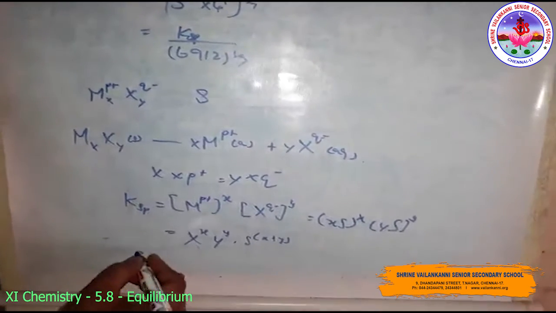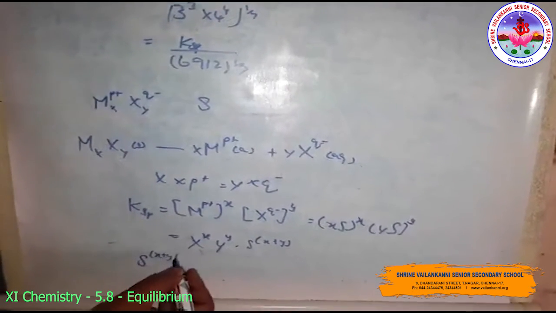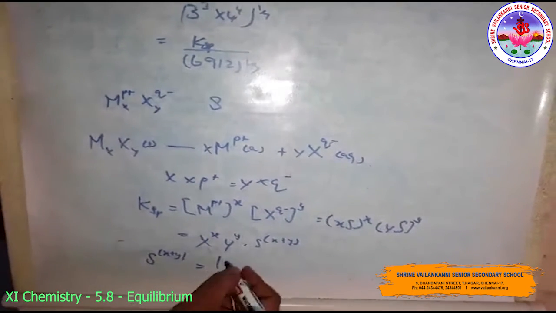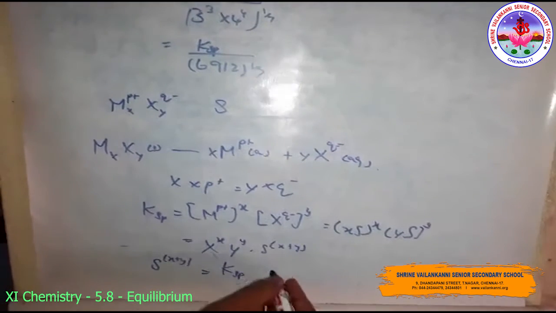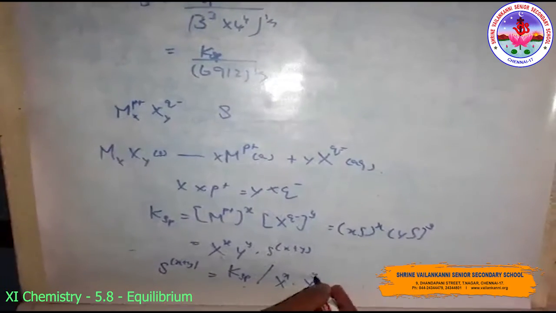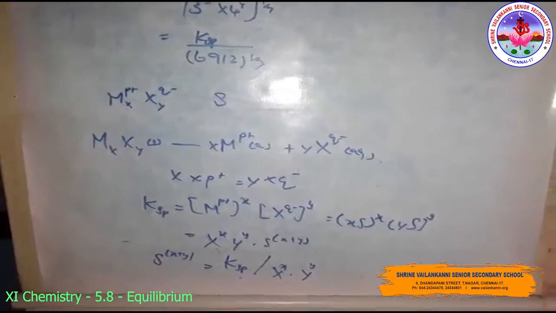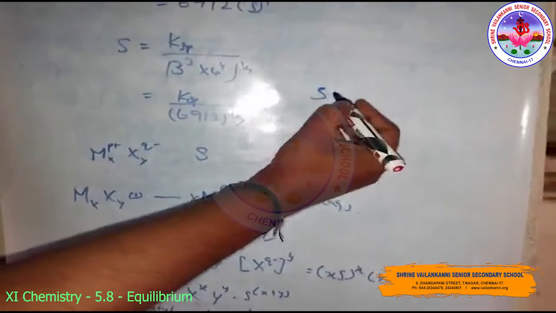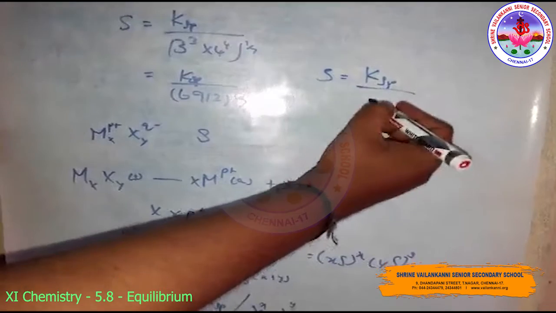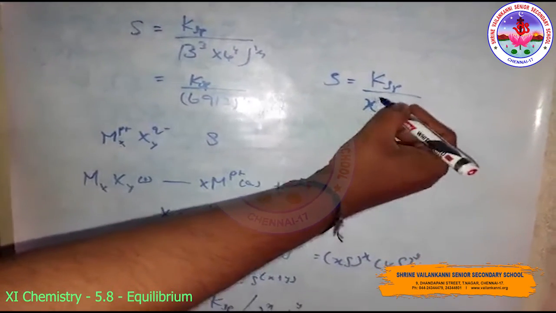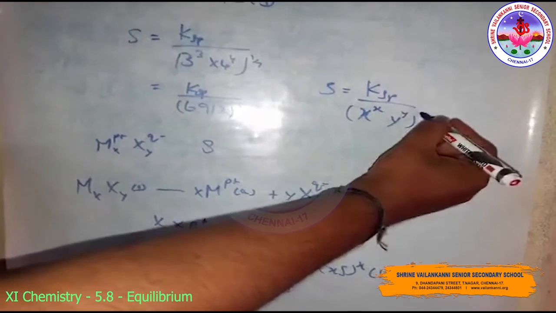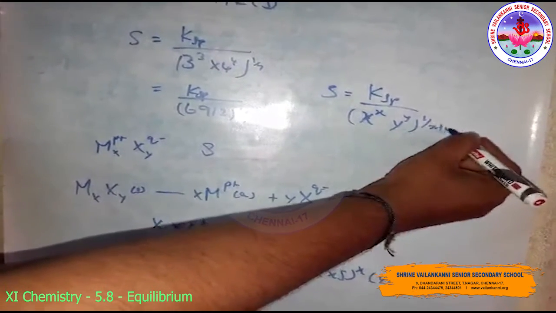So here on rearranging, that is x^x y^y S^(x+y) is equal to Ksp divided by x^x y^y. So the solubility, that is S, is equal to Ksp divided by x^x y^y, the whole power 1 by (x+y).